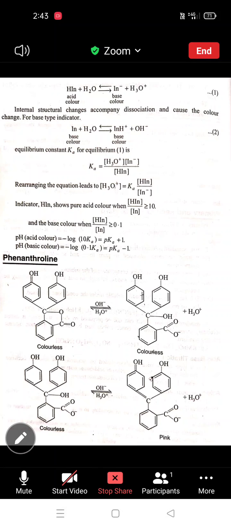So according to Ostwald's theory, consider the internal structure, for example, of a weak acid. We take a simple example of a weak acid, HIn. On dissociation in solution, it gives H+ and In minus ions. So it releases the proton, and the proton binds to an H2O molecule, represented as H3O plus.